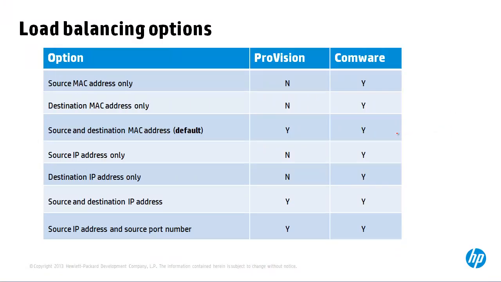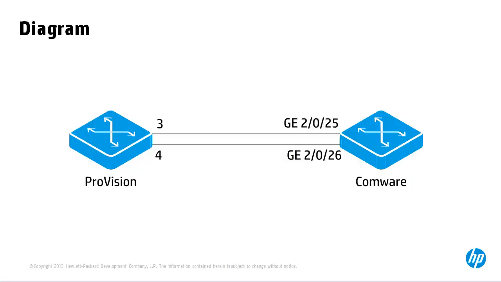The default is to load balance based on source and destination MAC address. Comware has more options than Provision, but for example, you could load balance based on source and destination IP address, or source IP address and source port number. By default, if a host on the left, let's say host A, was sending traffic to a host on the right, host B, that traffic would be sent across one of the links, not both.